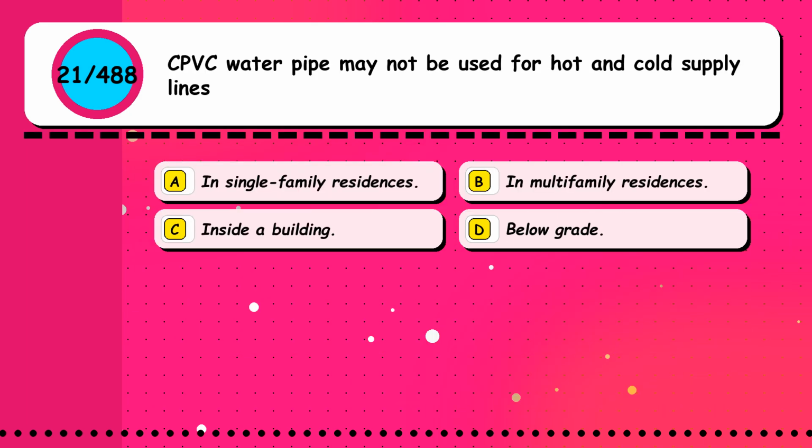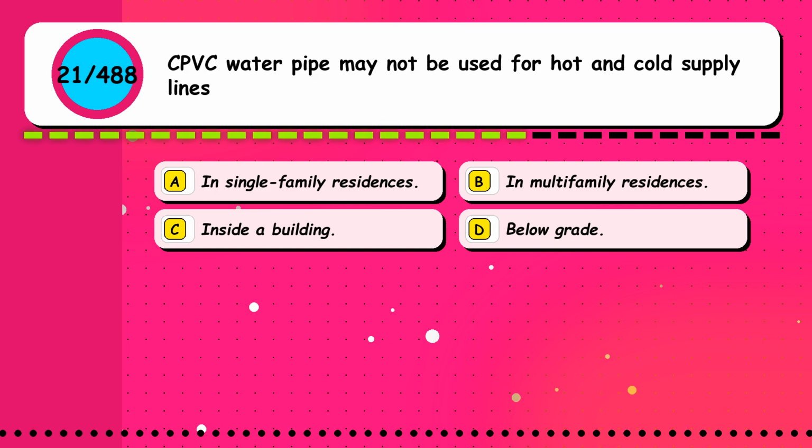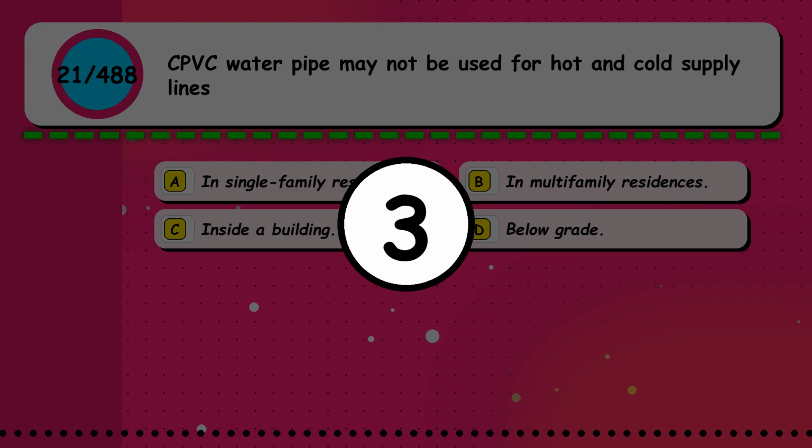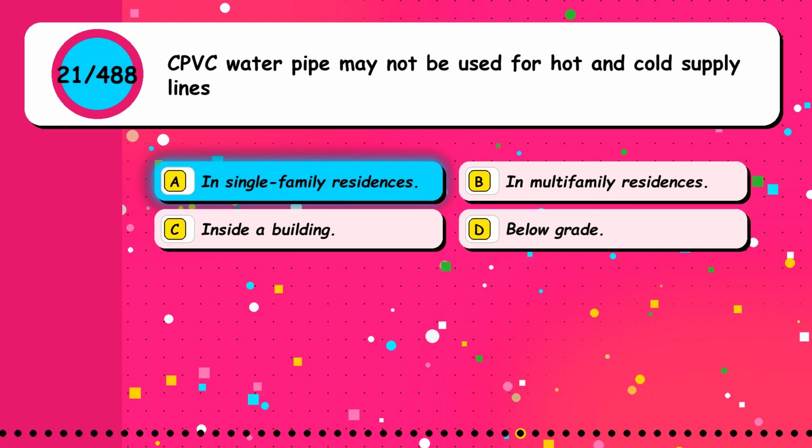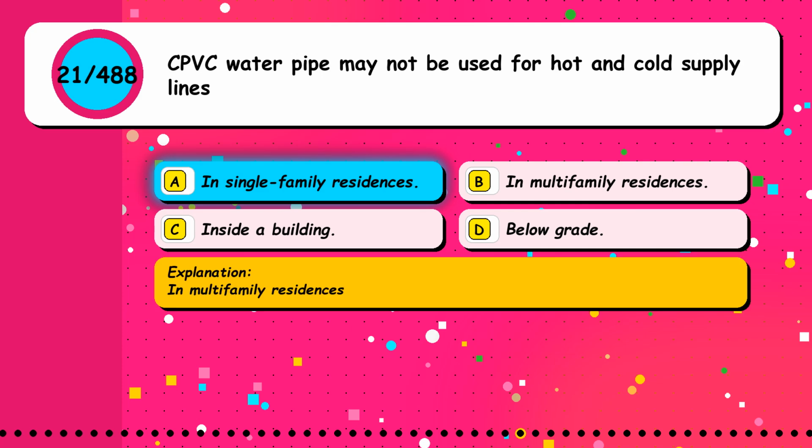Question 21. CPVC water pipe may not be used for hot and cold supply lines: Option A. In single-family residences. Option B. In multifamily residences. Option C. Inside a building. Option D. Below grade. The correct answer is option A. In single-family residences.